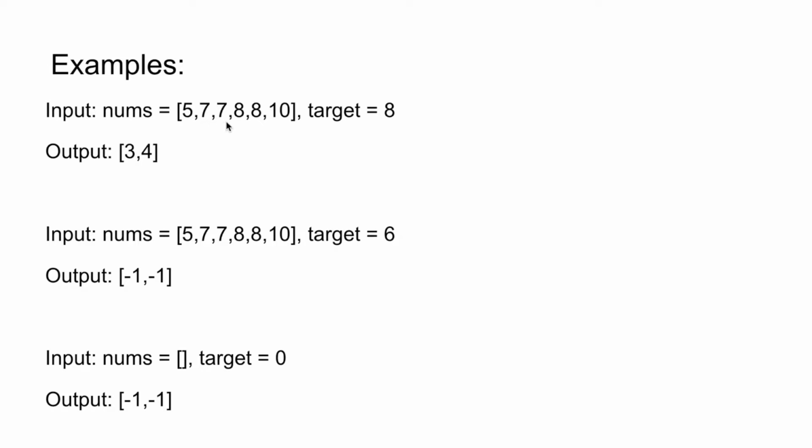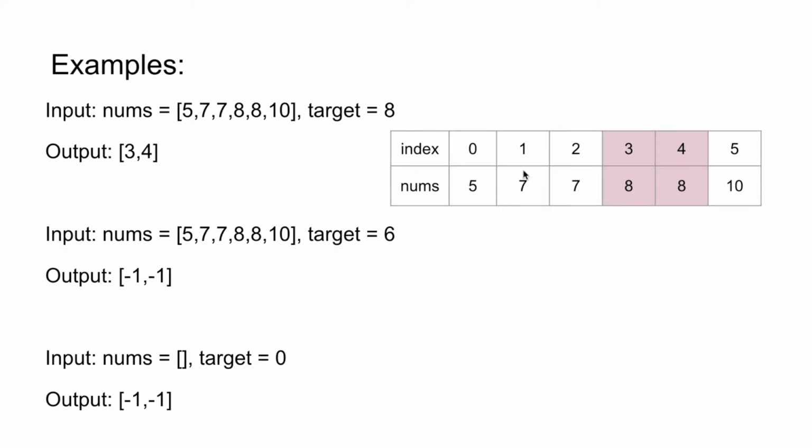Given 5, 7, 7, 8, 8, 10, and target number is 8. We can see that 8 starts at position 3 and ends at position 4, so the result is 3, 4. Given the same array and the target number is 6, we can see that 6 is not inside the array, so return -1. The third example is similar to the second one. Target number is not inside the array, so return -1.